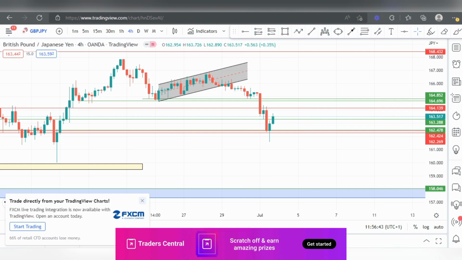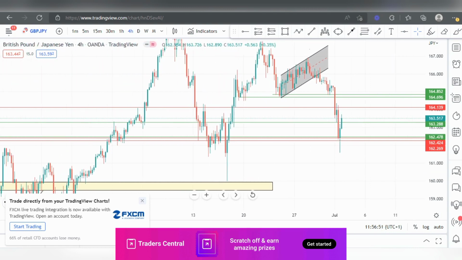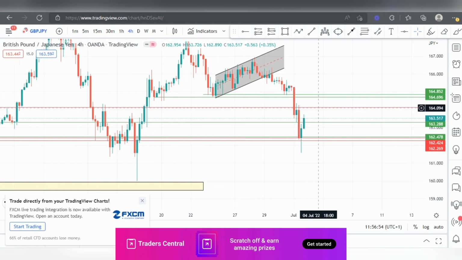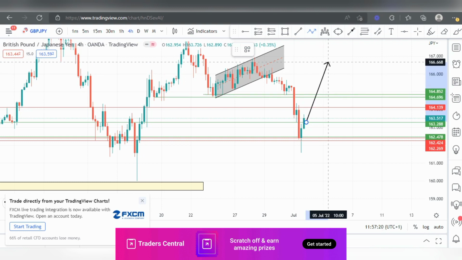So now what I'm expecting is for price to continue to the next significant resistance area. So there are two areas: one at this 164 area here, and the other one at the 164.8 area, and this is what I'm expecting price to actually get to. So I'm expecting price to retrace all the way to this area here, right? And then when price gets here, we would know whether or not price would reject off this area, or if price would break it and move further to the top.